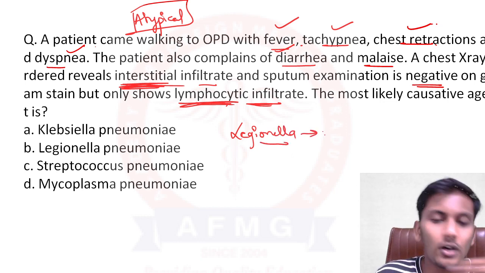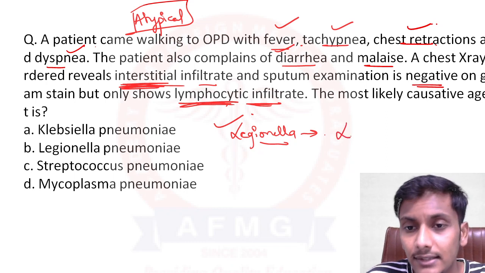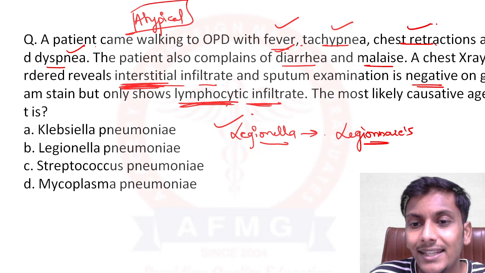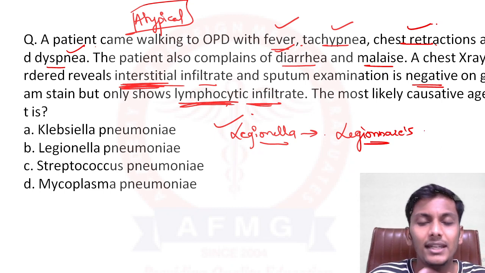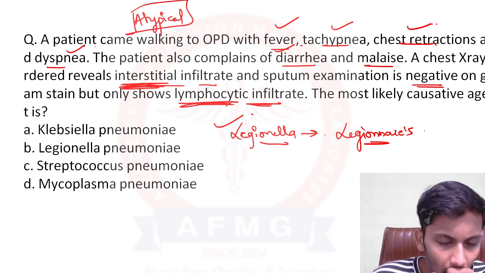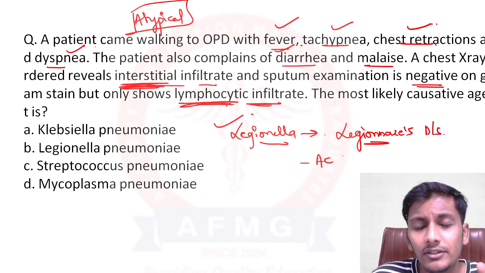If atypical pneumonia is caused by Legionella pneumophila, this condition is known as Legionnaires' disease, and there is diarrhea associated with it. Diarrhea and malaise are the common associations in Legionella pneumonia. This condition, Legionnaires' disease, is associated with continuous exposure to AC or humidified air.